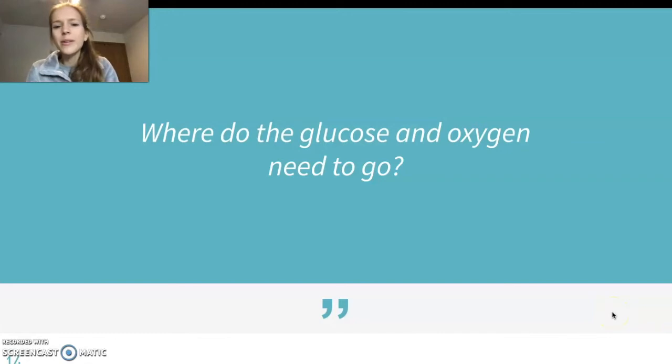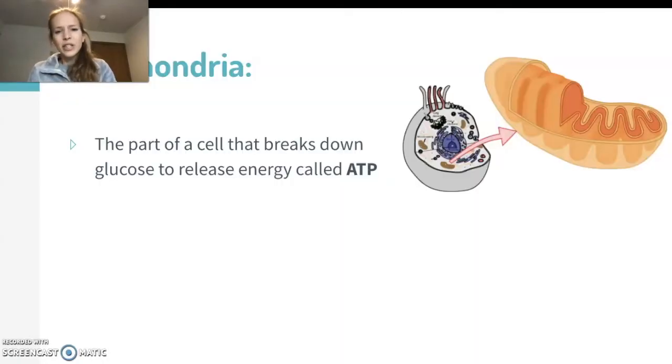All right, but where do glucose and oxygen need to go? Well, they need to go to a place called mitochondria. Now, mitochondria are parts of cells. So if we look at this picture, this is an animal cell, and you can see there's these little bits that if I zoom in, I see the organelle, or the part of the cell called a mitochondria. Now, this is where glucose will be broken down to release that energy, ATP.